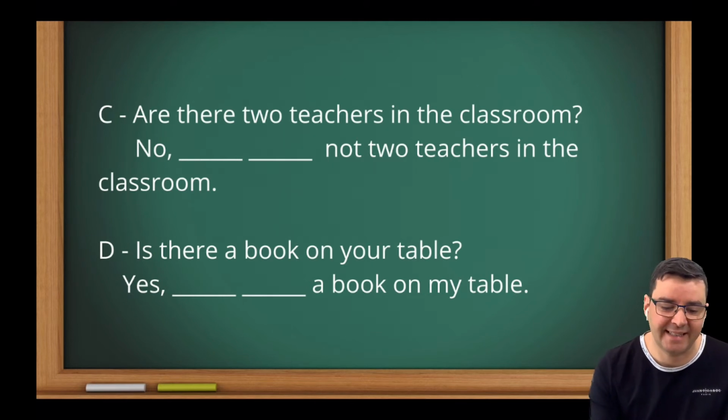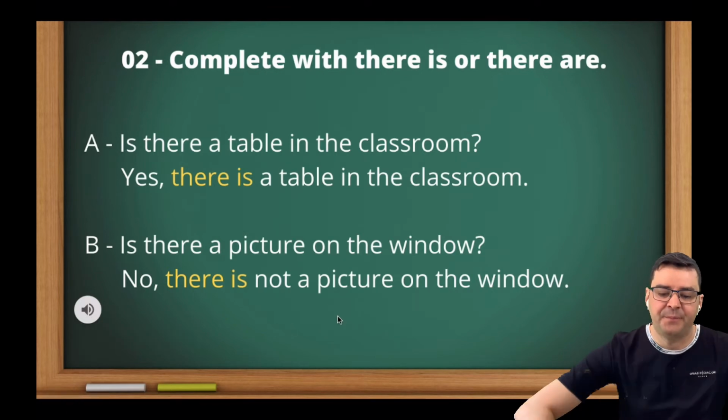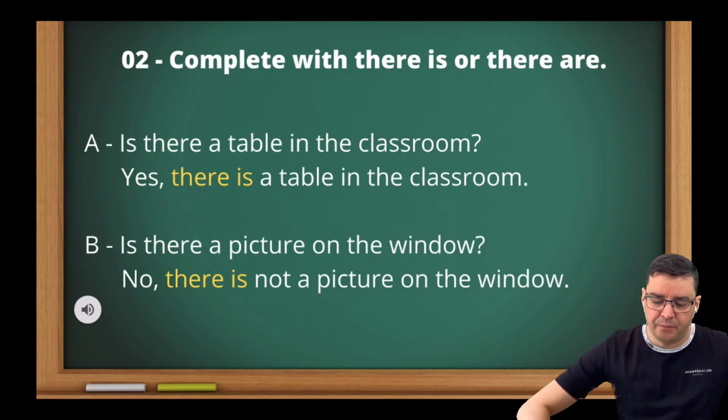Pronto? Vamos ver quem acertou. 2. Complete with there is or there are. A. Is there a table in the classroom? Yes, there is a table in the classroom. B. Is there a picture on the window? No, there is not a picture on the window.